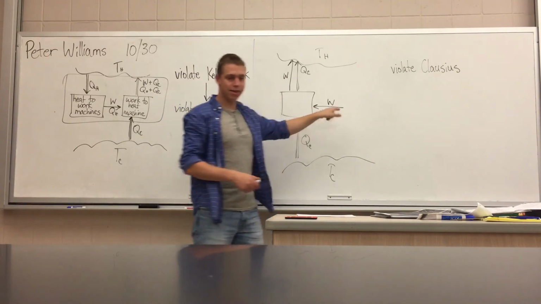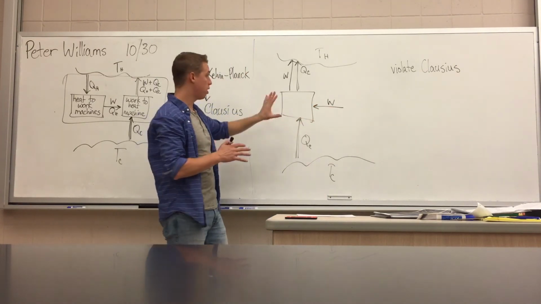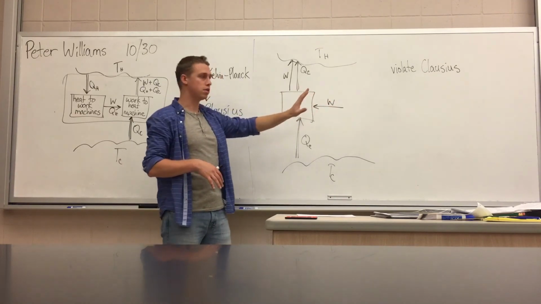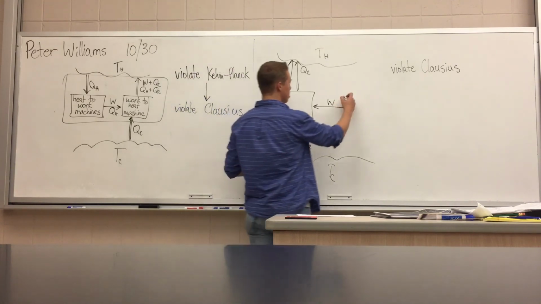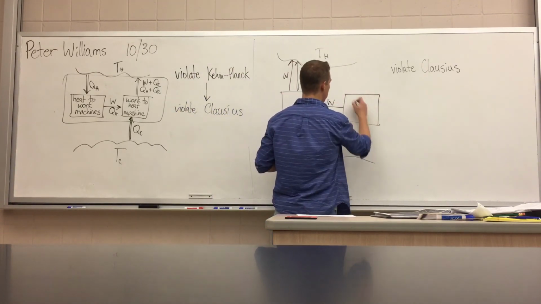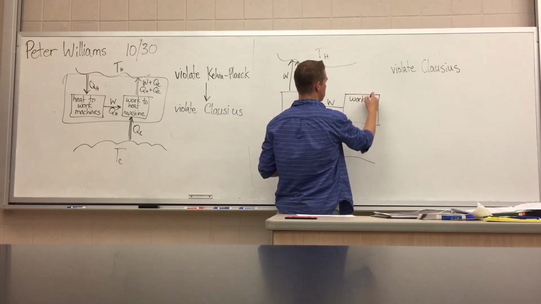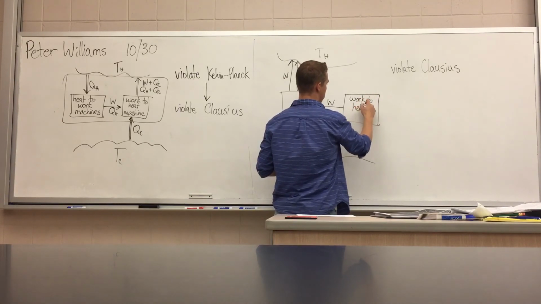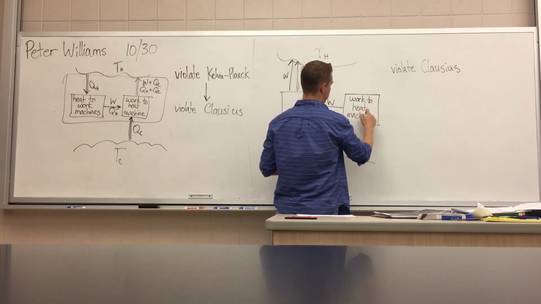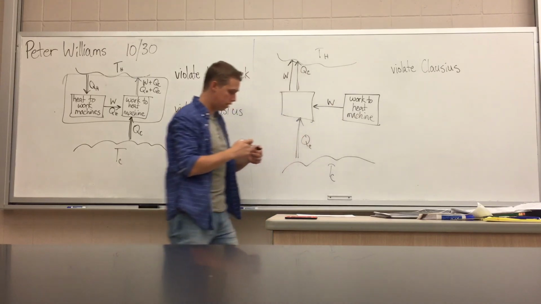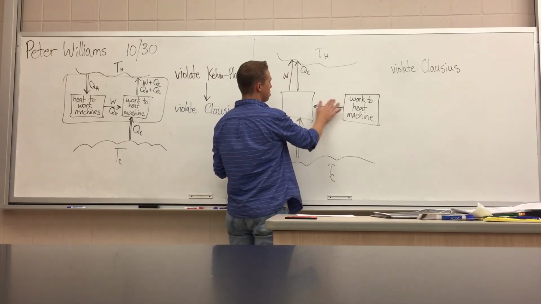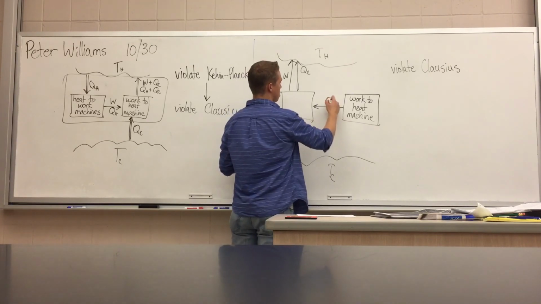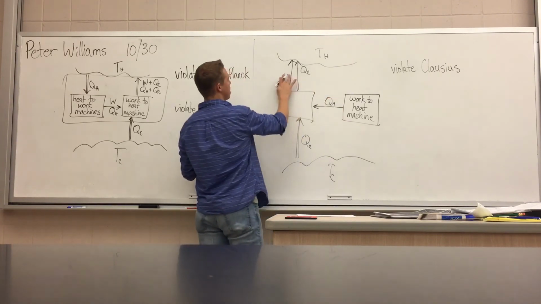Now, where could I get this work from? Well, we've already done our violation. We violated Clausius. Let's put another machine in. We're not trying to violate anything, but this time we'll put a work to heat machine in, where it's going to convert work into heat. Now notice, this could be heat. Let's call it Q high. You'll see that in a second.